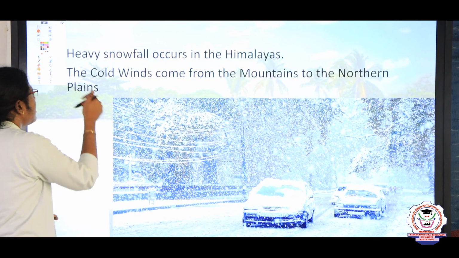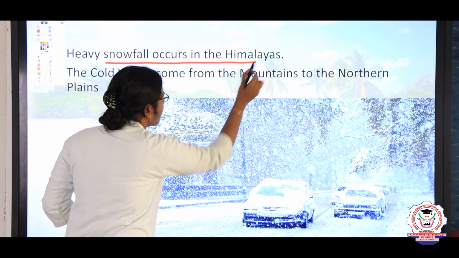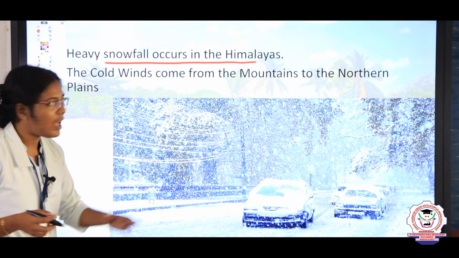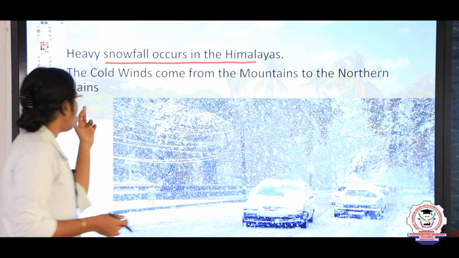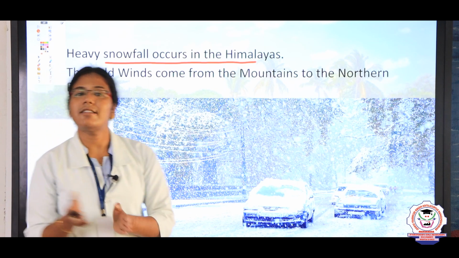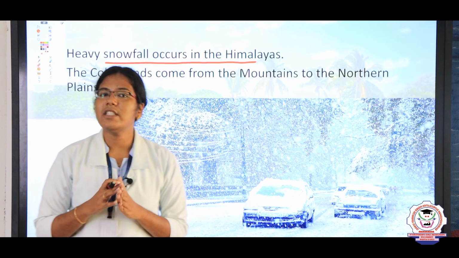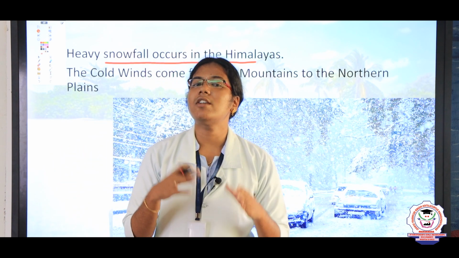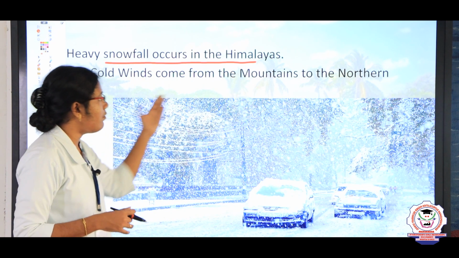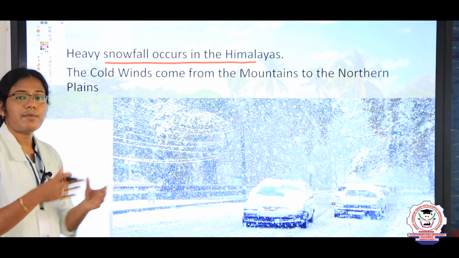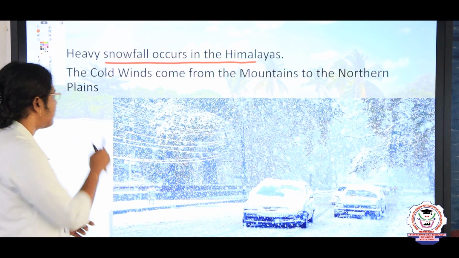Heavy snowfall occurs in the Himalayas. The cold winds come from the mountains to the northern plains and affect the states lying in the northern plains region. The cold winds coming from the Himalayas also bring some pleasant climate to the northern plains region. But the heavy snowfall occurs in the Himalayas as well as in the states lying in North India.